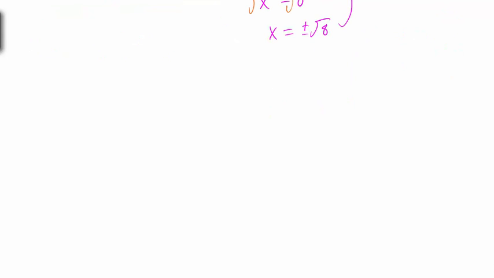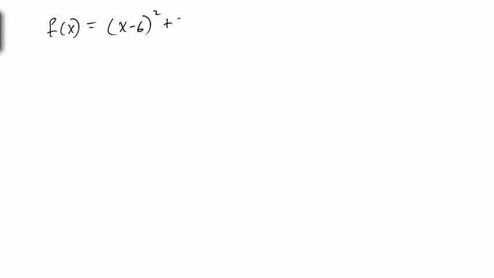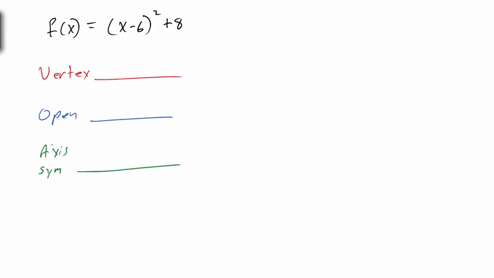All right, one last example, and again, this is one I encourage you to try to work out on your own. f of x equals, let's say, x minus 6 squared plus 8. We want to identify the vertex. Which direction does the graph open? The axis of symmetry. And do we have any x-intercepts?